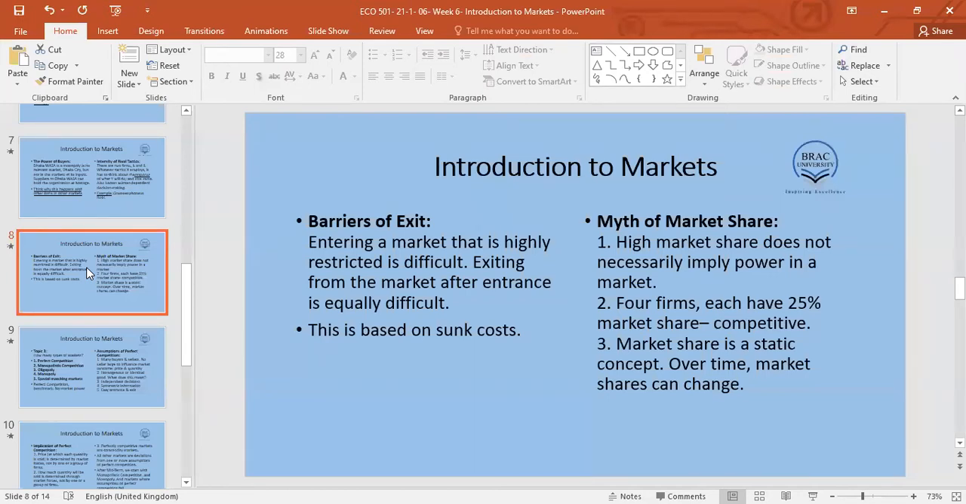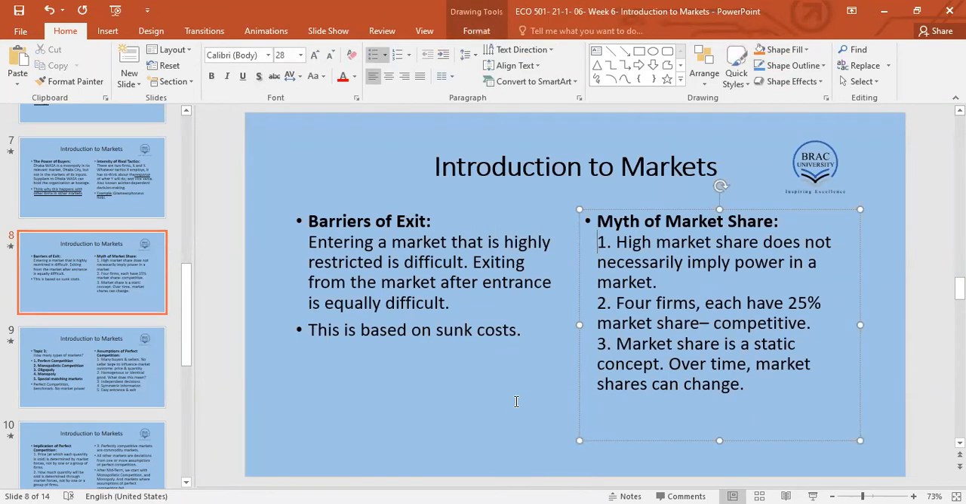In the first part of the course, we said that sunk costs don't affect our decision making. So we decided to come to BRAC to do an MBA program. Before, we had lots of options. Once we have entered the program, it's a sunk cost. But in our analysis of markets, we will see that the higher the entrance cost, the higher the exit cost. And that will be based on the concept of sunk costs, which we will modify and extend a little bit.